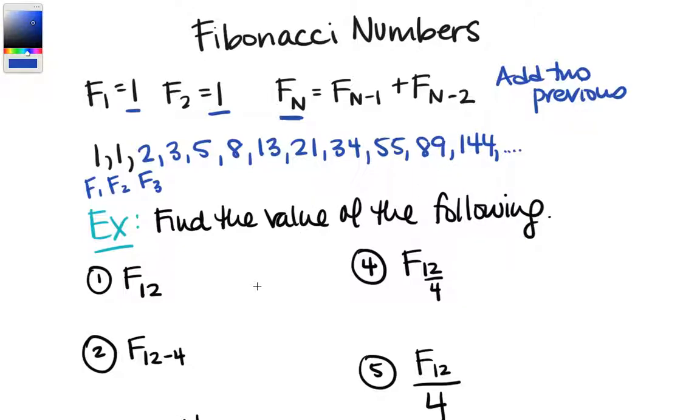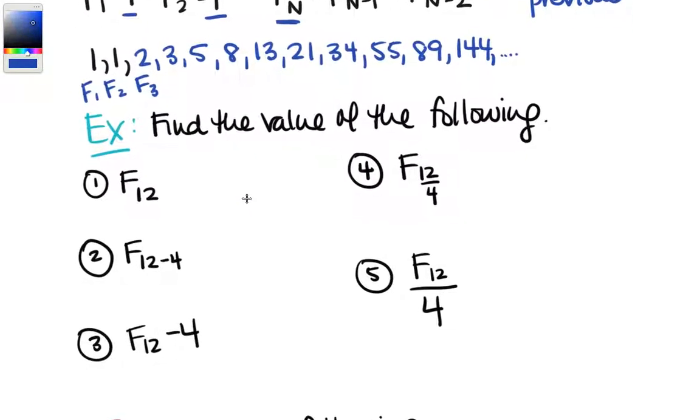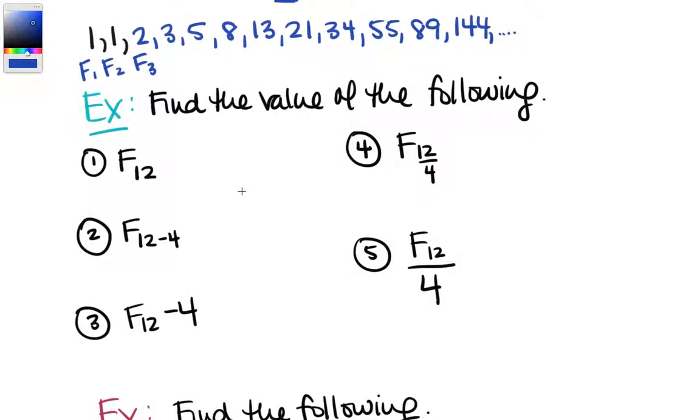Now let's go ahead and do a few examples involving the Fibonacci sequence. First, we want to find the value of F12, so the 12th Fibonacci number in the sequence. We just count this as 1st, 2nd, 3rd, 4th, 5th, 6th, 7th, 8th, 9th, 10th, 11th, and 12th. So F12 is equal to 144.